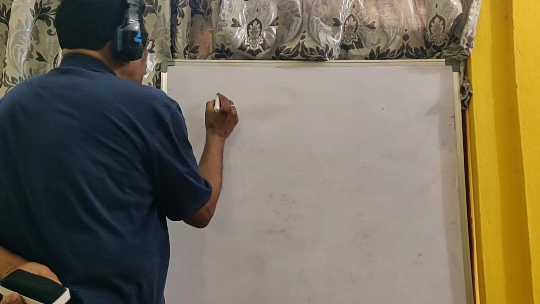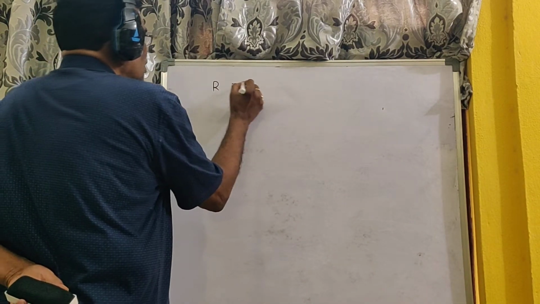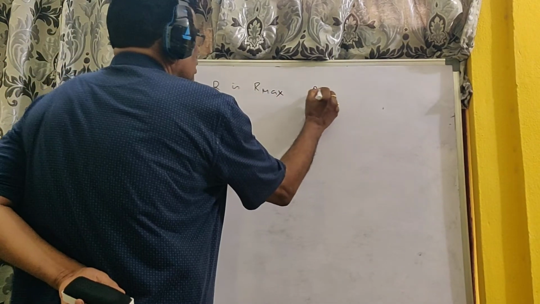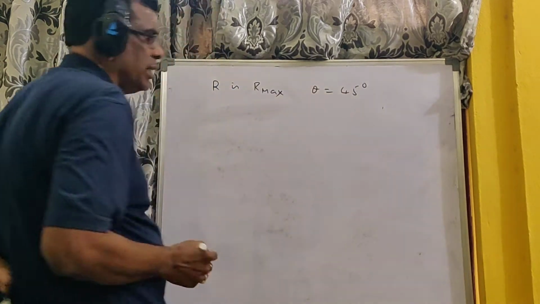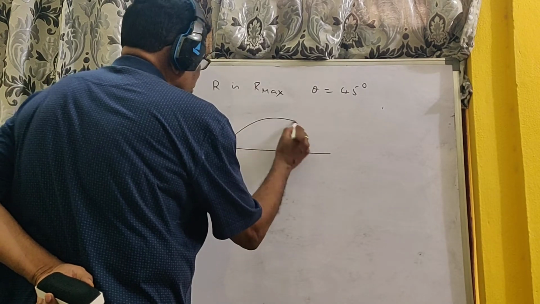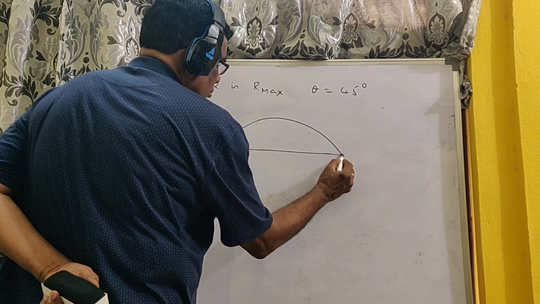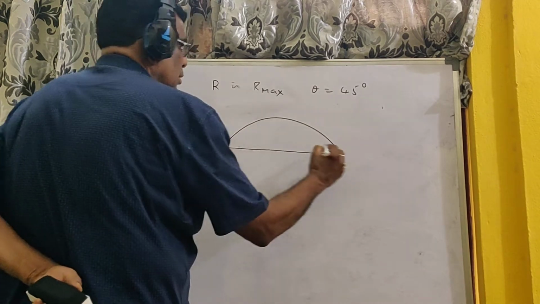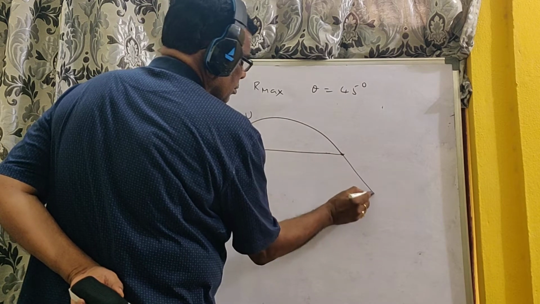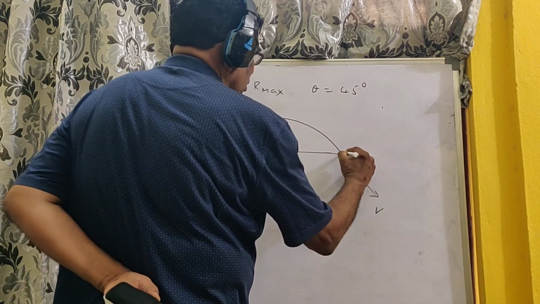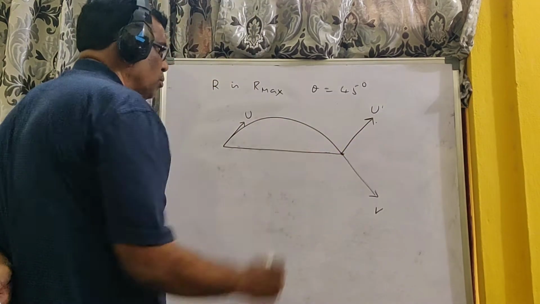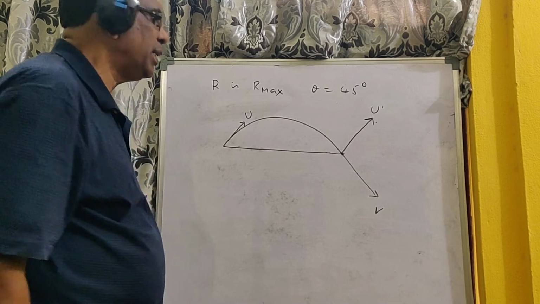One more thing I want to give you. R is R max when theta equals 45 degrees. We have already seen this. I'll just put it here for you. This is your original u, and this is your v. Being symmetric, mod u and mod v are bound to be one and the same.